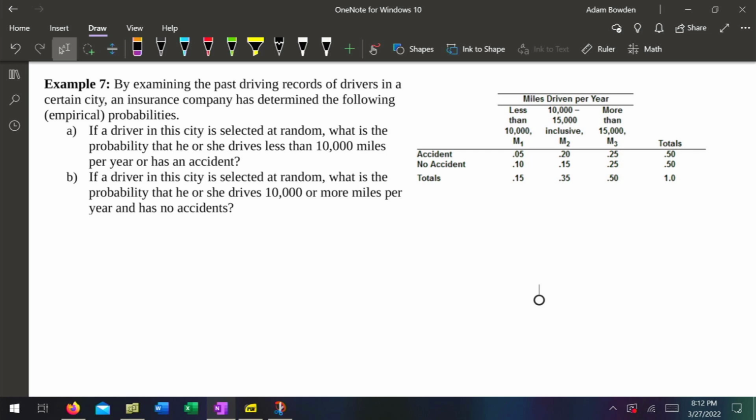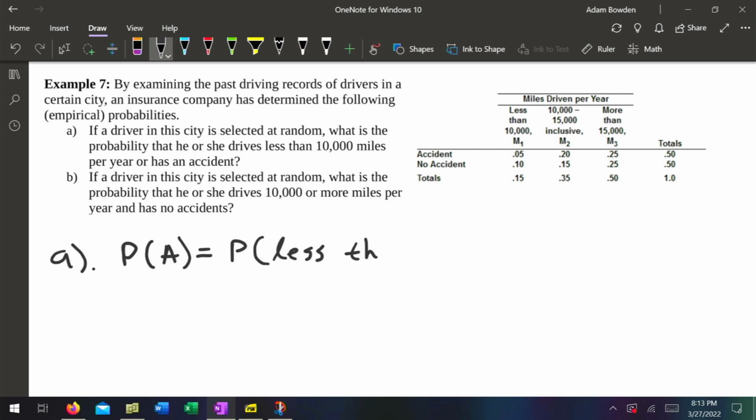Okay, so the first one we're going to take a look at is the probability for an event A, which will be the probability for driving less than 10,000 miles.